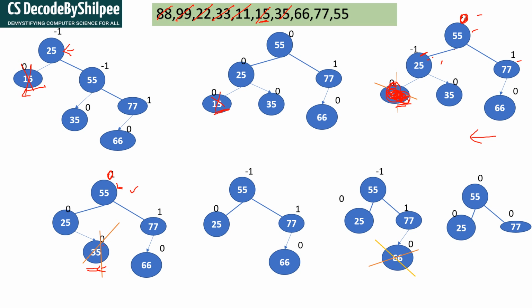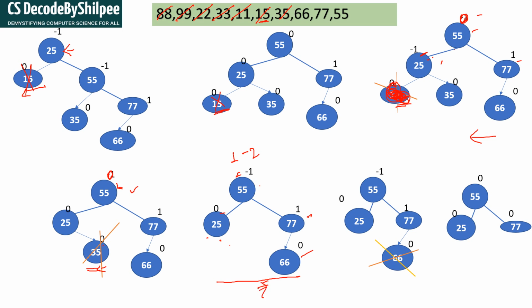After the deletion of the 35, again I am going to calculate the balance factor of each and every node. So I have calculated the balance factor. For 25, there is no left and no right, so it will be 0. For 50, the right has 1 child and the left has 2, meaning 1 minus 2, you will get minus 1. For 77 it is 1, and for 66 it is 0. Right? So again this is in range, so no rotation is required.